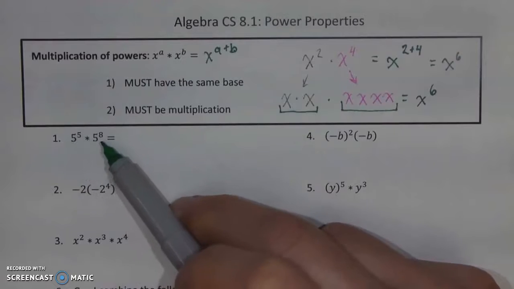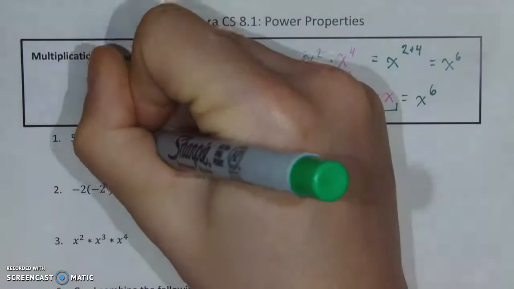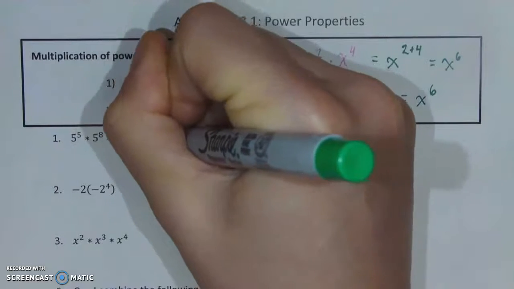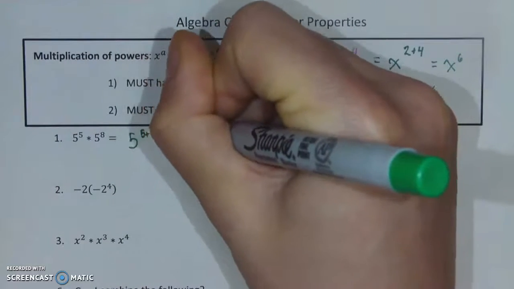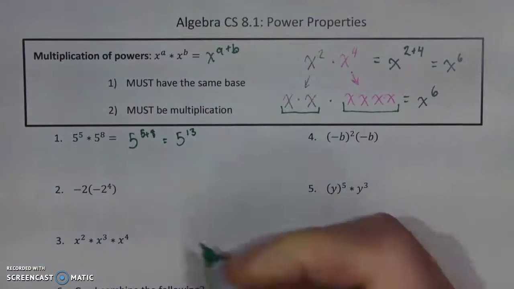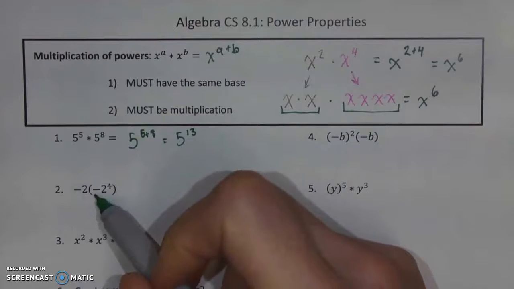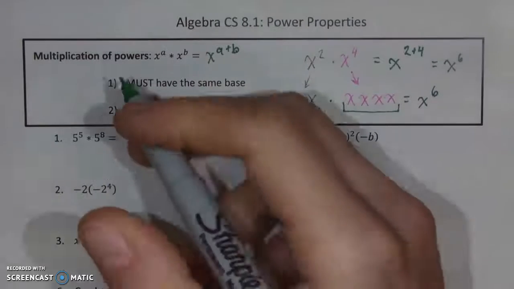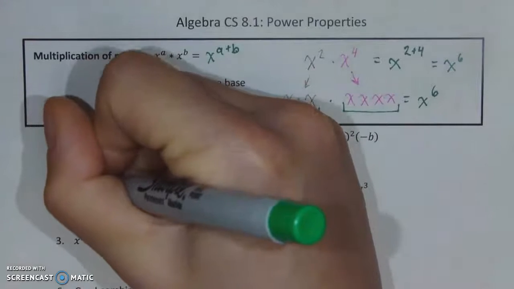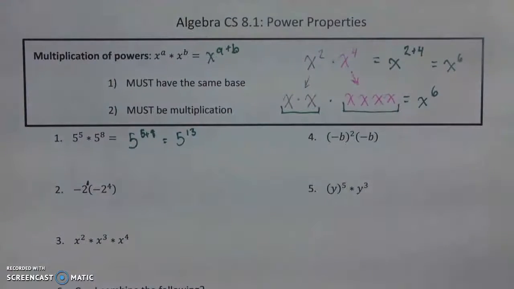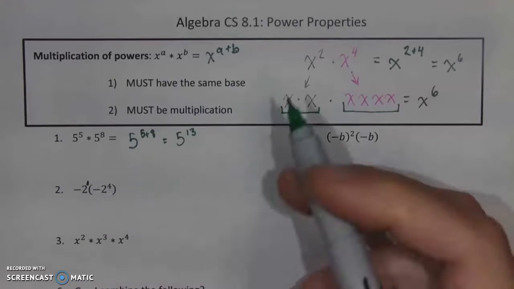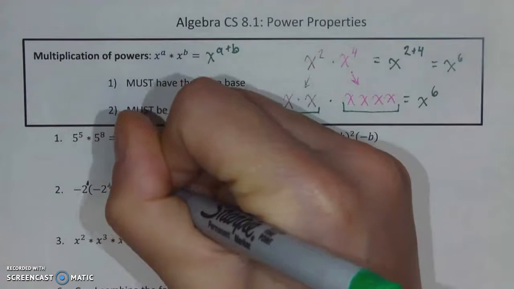We've got 5 to the 5th times 5 to the 8th. Well, all I have to do is 5 to the 5 plus 8, which is 5 to the 13th. Over here I have -2 times -2 to the 4th. Well, if you don't have an exponent written, what you're really saying is we only have one of those numbers. In other words, it's not really multiplied by anything, it just is itself, 1. So we have -2 to the 1st times -2 to the 4th, which is going to give me -2 to the 5th.